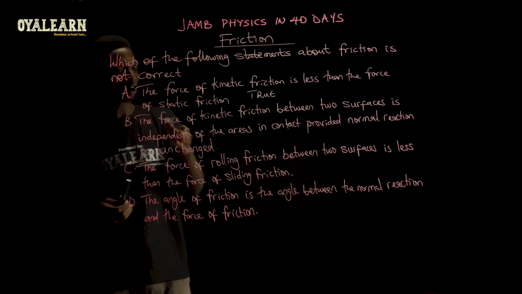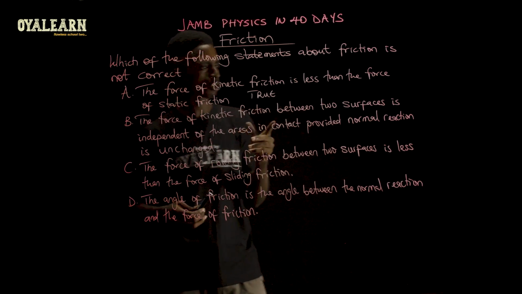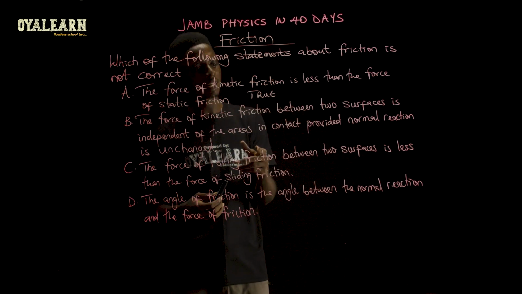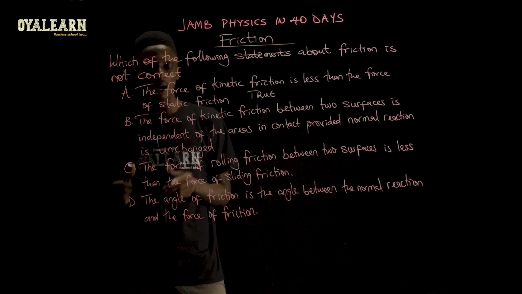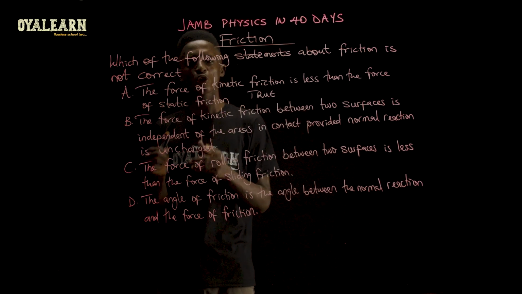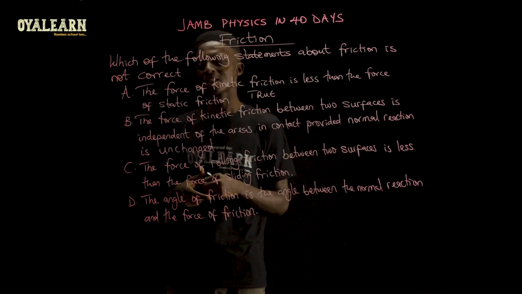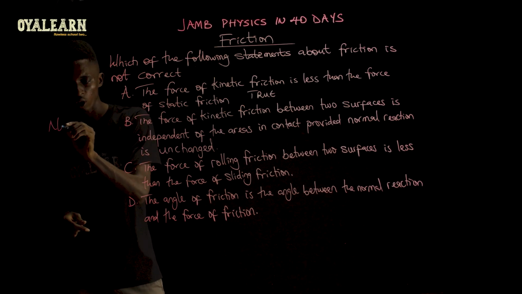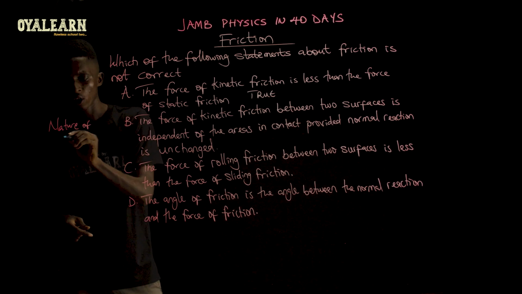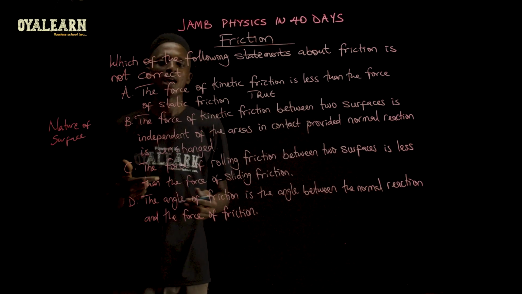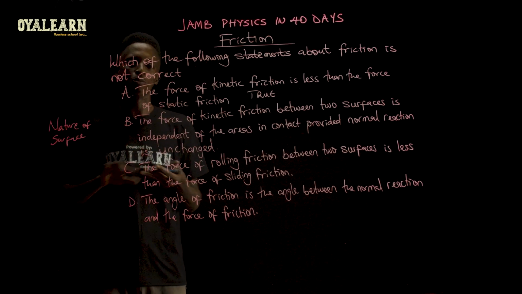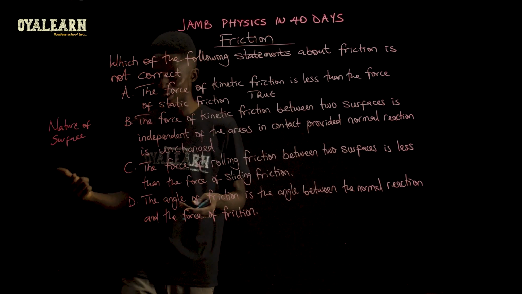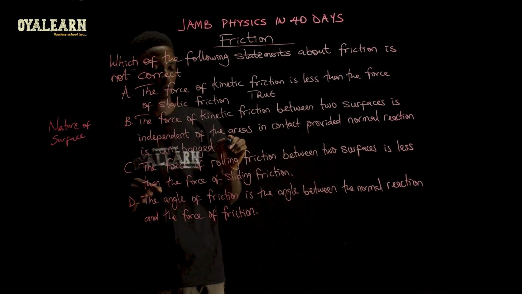B, the force of kinetic friction between two surfaces is independent of the areas in contact, provided that the normal reaction is unchanged. Yes, this is also another true statement, because friction does not depend on the area of the surface, but instead it depends on the nature of the surface. That is, whether the surface is smooth or rough. And we know that when it is rough, the frictional force is larger. But when it is smooth, the frictional force is close to 0. So yes, this is also true.